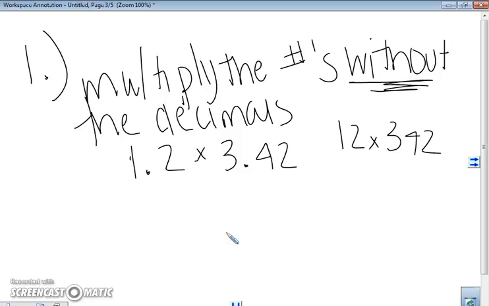So the first thing, if I have, for example, 1.2 times 3.42. The idea is I'm going to remove those decimal points so that the problem would really say 12 times 342. We all know how to multiply with whole numbers, so we're going to make it something that we can actually do. So we're going to remove those decimals and just make them whole numbers.